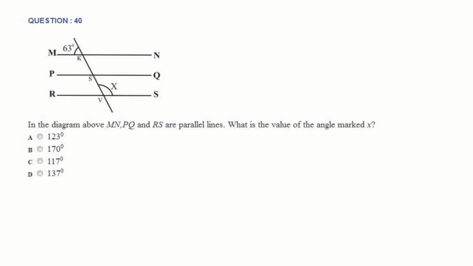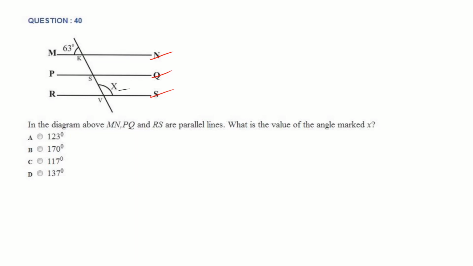Wow, congratulations, you have tried so far. This is the last question from this tutorial set, and here we have a question coming from straight lines. In the diagram above, you have the diagram already. MN, PQ, and RS are parallel lines. It means this line and this line, they are parallel lines. What's the value of the angle marked X? So we are looking for X.